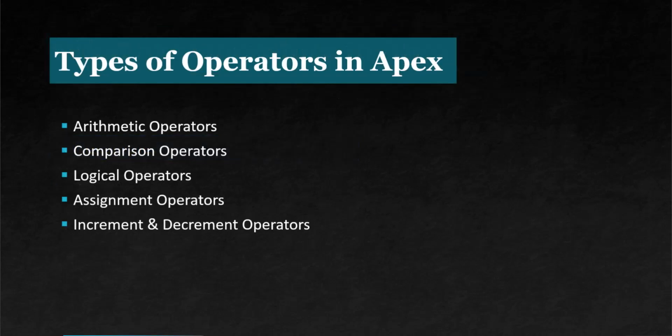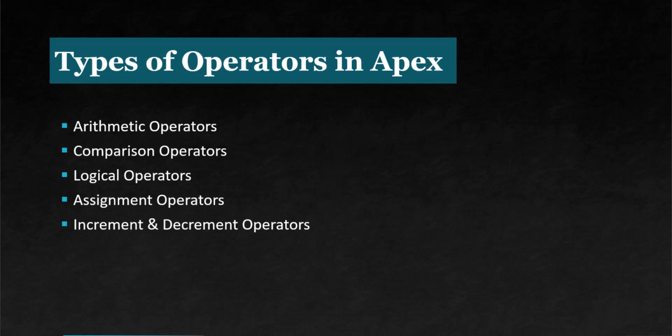Another thing, types of operators in Apex. So first we have arithmetic operators, then we have comparison operators, then we have logical operators, after that assignment operators, and then increment and decrement operators. So all these operators I will explain in this session.